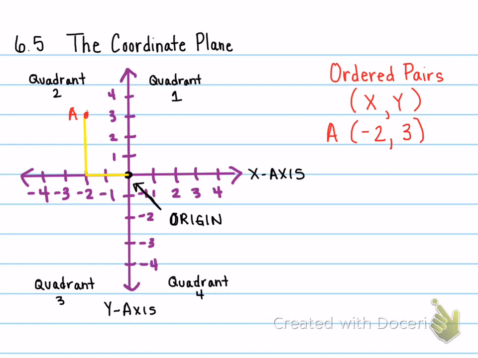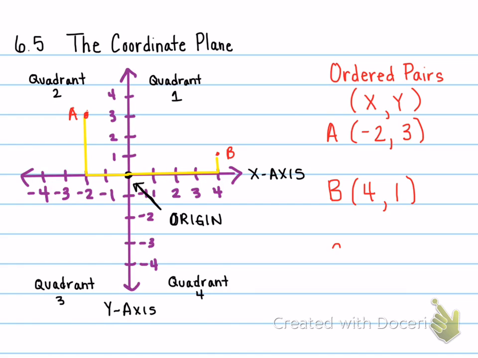All right, let's try B. We'll do B at (4, 1). That would mean you would go 4 on your x-axis, so you go to the right 4, because it's positive 4, and then 1 on your y-axis, so you would go up 1, and your ordered pair would plot right there. That would be labeled B.